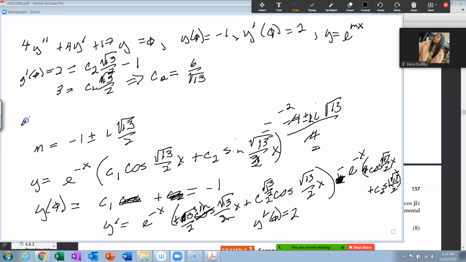So that would give you y is equal to e to the minus x, times, now the C1 was simply minus 1, cosine root 13 over 2 x, plus 6 over root 13. This is the part that doesn't seem to be making a lot of sense, times the sine of the square root of 13 halves x. Okay, let's see how badly I botched it up.